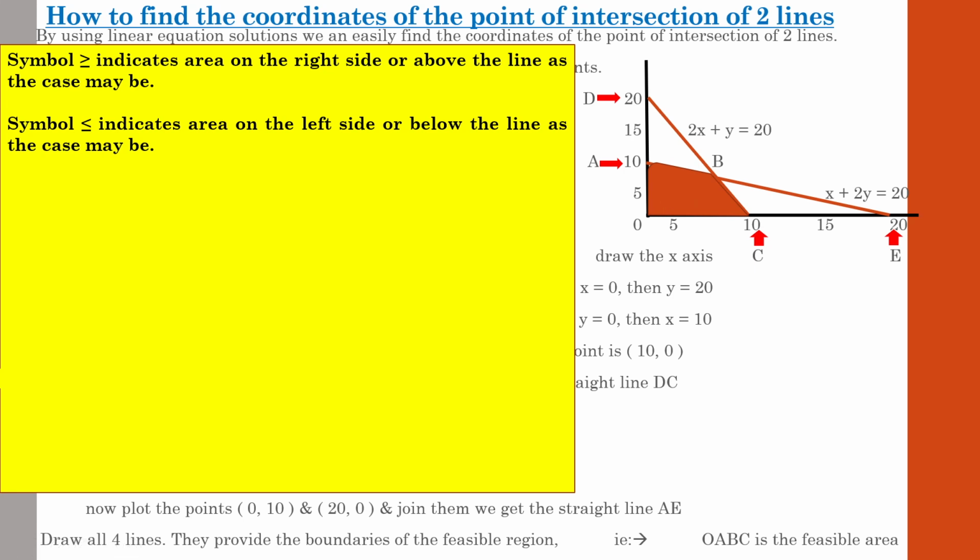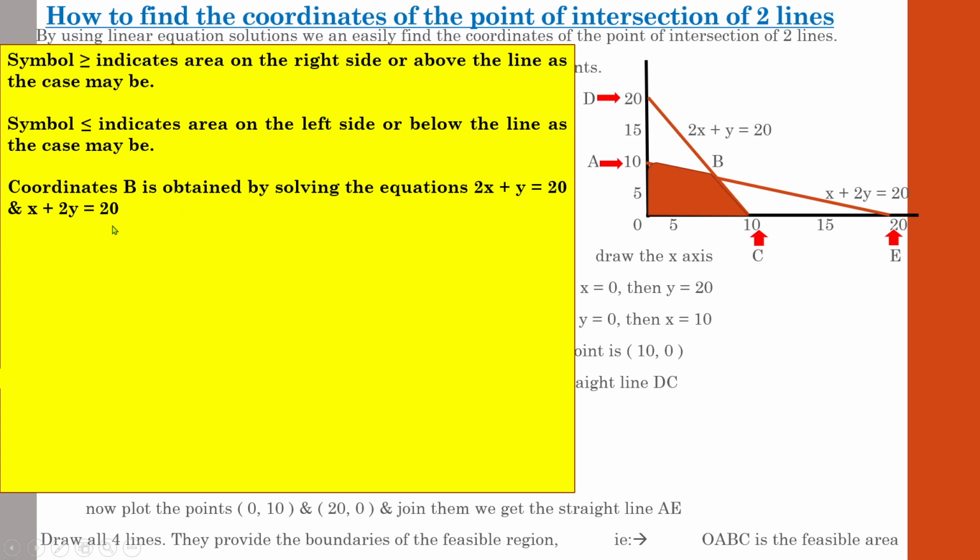Once you found the feasible region, by using the maximization function, which point yields the maximum output? For that we are going to find the coordinates. B is obtained by solving the equation 2x plus y equal to 20 and x plus y equal to 20. We know that because we have already found that. So you need to first of all identify the coordinates, how these points are obtained.